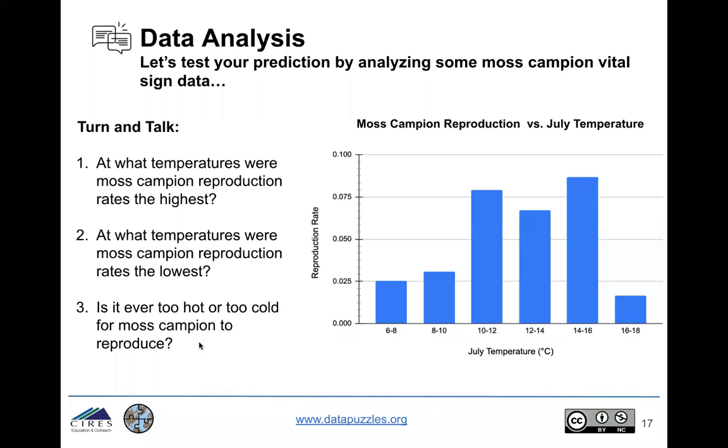And so this last question here: is it ever too hot or too cold for moss campion plants to reproduce? We don't see that here yet, but we do see that there's a temperature range where reproduction rates are high and really successful. And we see there are temperatures outside of those boundaries where reproductive success is a little bit less. And as temperatures continue to warm, right, who knows beyond this 18 degrees Celsius threshold what those reproduction rates may be and how that might affect moss campion plants in the tundra in the future.